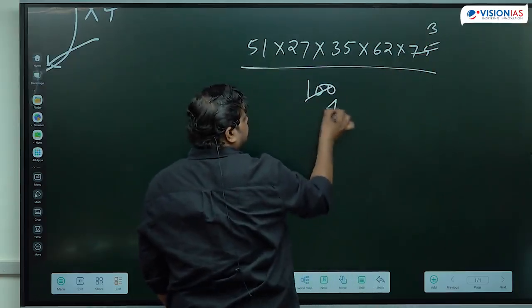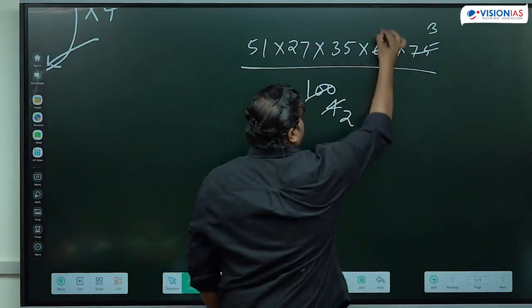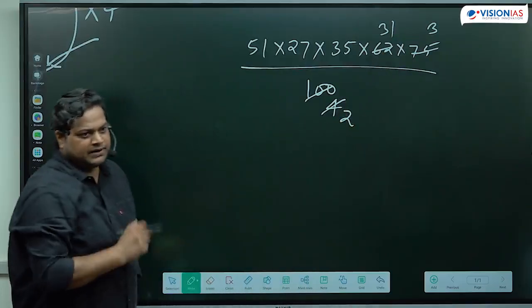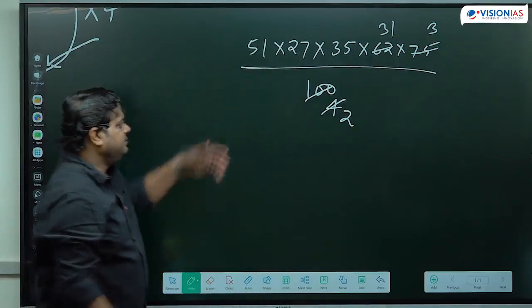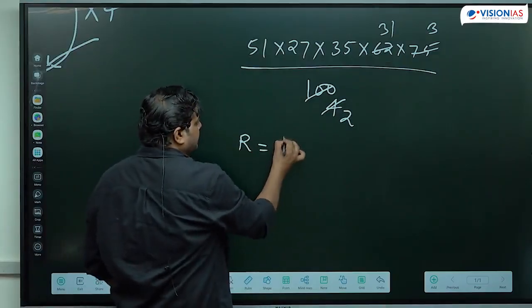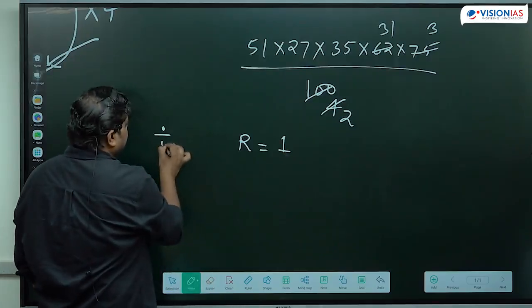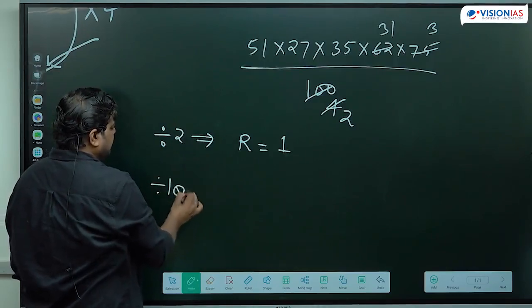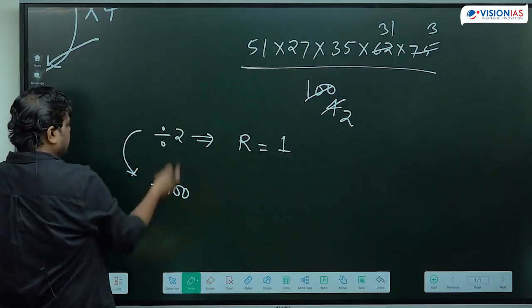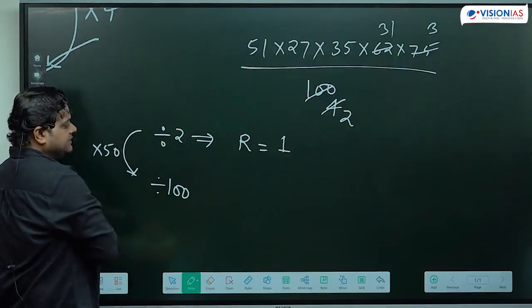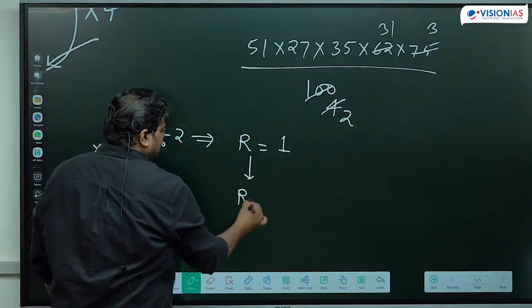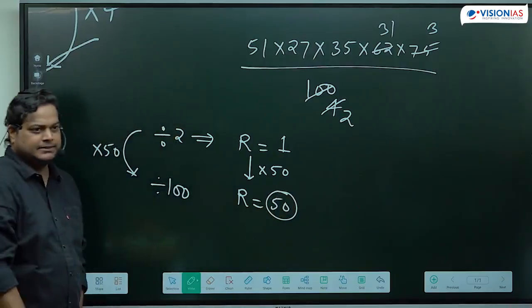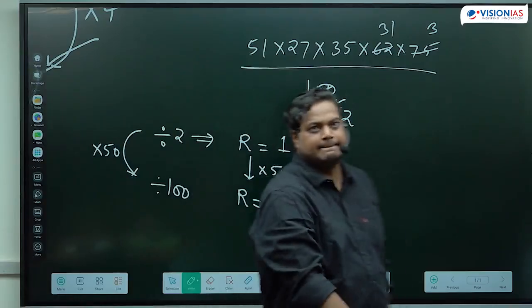25 by 4, then 31. Now this number is divided by 2. Further we cannot simplify. That means we are getting remainder 1 when we are dividing by 2. But in the question it is asked that we need to divide by 100. How can we get this 100? If we multiply 2 by 50. So in the final remainder also we need to multiply by 50. 50 will be our answer. Okay.